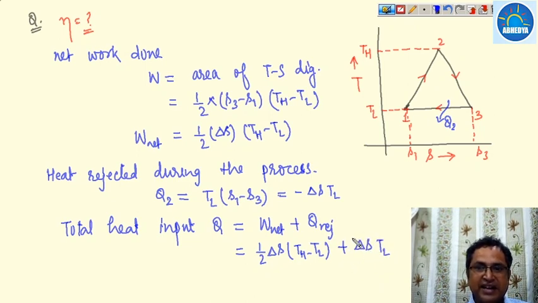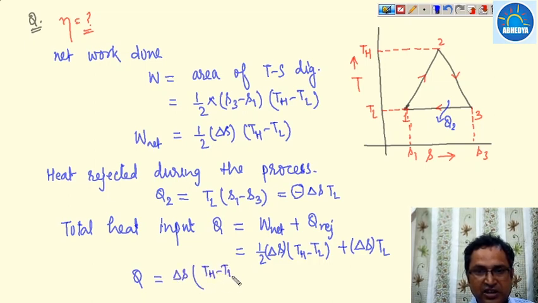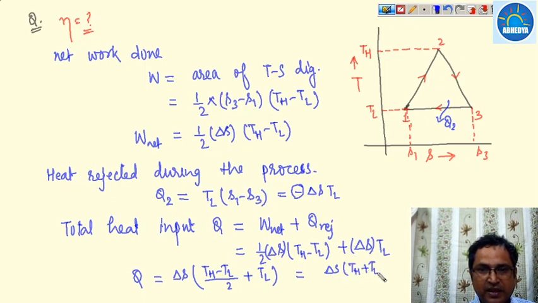Why am I writing delta S into TL as the heat rejected? Because rejected itself means that we have considered it as negative. This negative sign only shows that heat is rejected, so we have to take the absolute value. So net heat input is delta S into TH minus TL upon 2 plus TL. This gives you delta S into TH plus TL. Right.